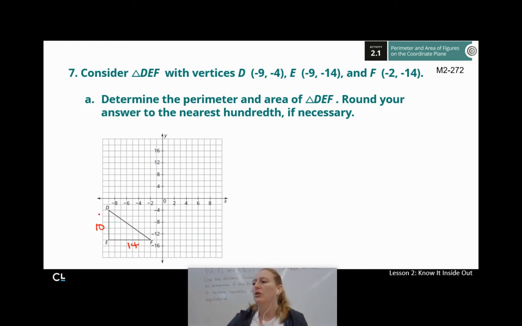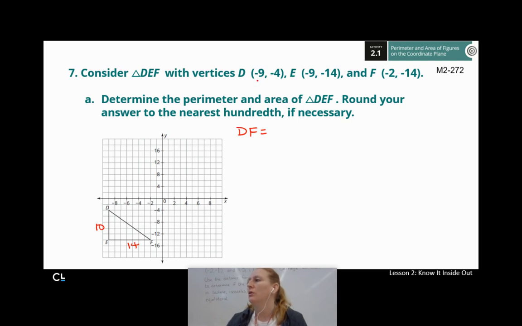Now, in order to find perimeter, I need to add up all 3 sides. I am missing a side. We need to find the side length of side DF. And this is where I have to use the distance formula, because I don't know how long that is. I can't just count it. When it's vertical or horizontal, I can just count it. I can't do that when it's slanted. I have to use the distance formula.